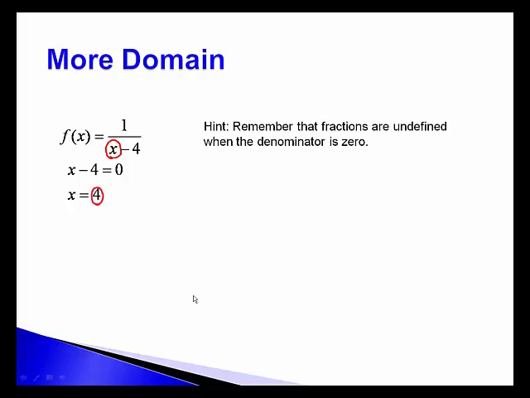Now, what does that tell us about our domain? It tells us that any other number I plug in is okay. The one number that causes me a problem is 4. So the domain is all real numbers except x cannot be equal to 4. I must show that that's the one number I need to leave out.